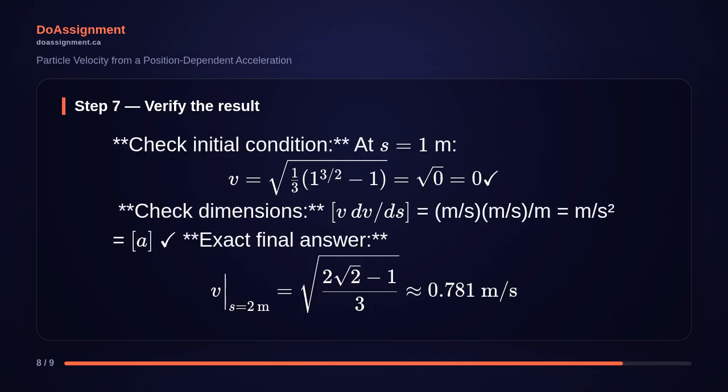Checking the initial condition: at s equals 1 meter, v equals the square root of 0, which is 0. This matches. The dimensions are also consistent. The exact final answer is v equals the square root of the quantity 2 root 2 minus 1, all divided by 3, which is approximately 0.781 meters per second.